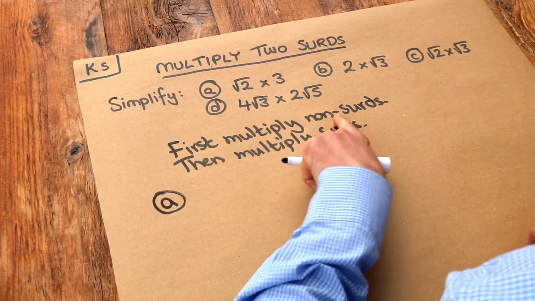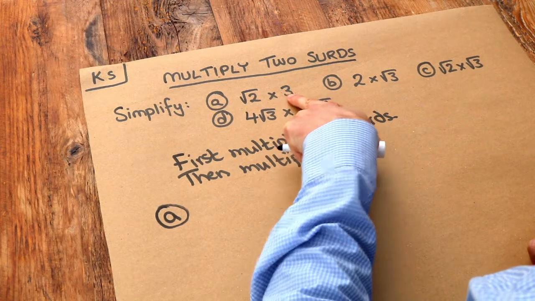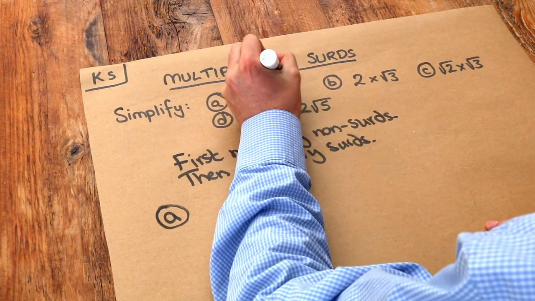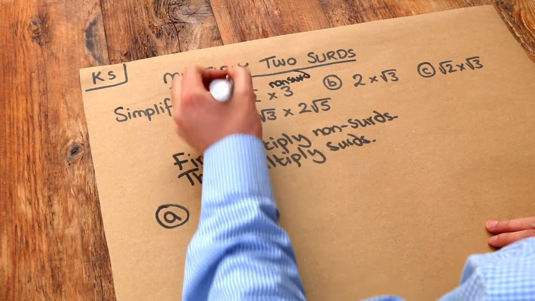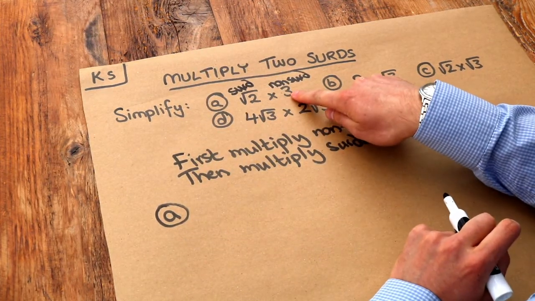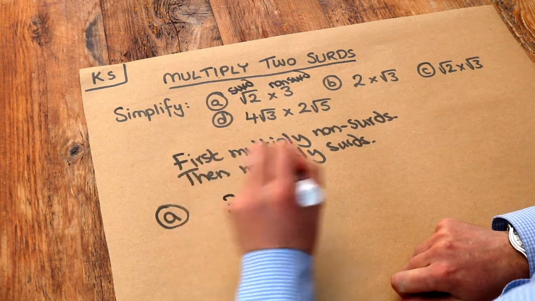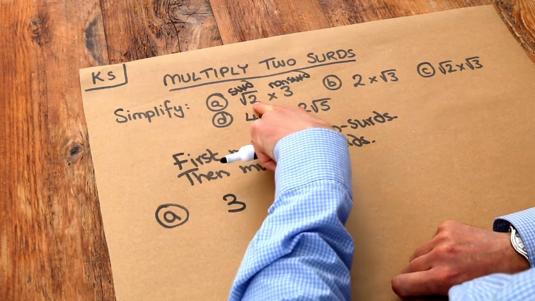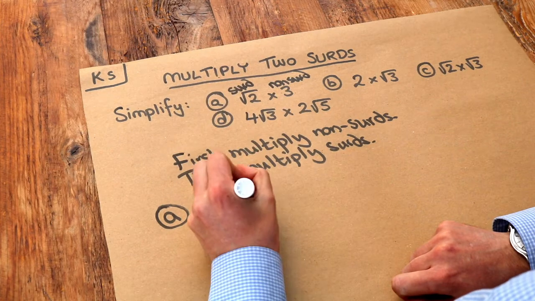We first multiply the non-surds. Well, there's only one non-surd here. The 3 is the non-surd, and the root 2 is a surd. So we look at the non-surds first. We've got the 3, and there's nothing to multiply it by, so we just write the 3. And then we multiply the surds. Again, there's only one surd. We've got the root 2, so we have root 2.